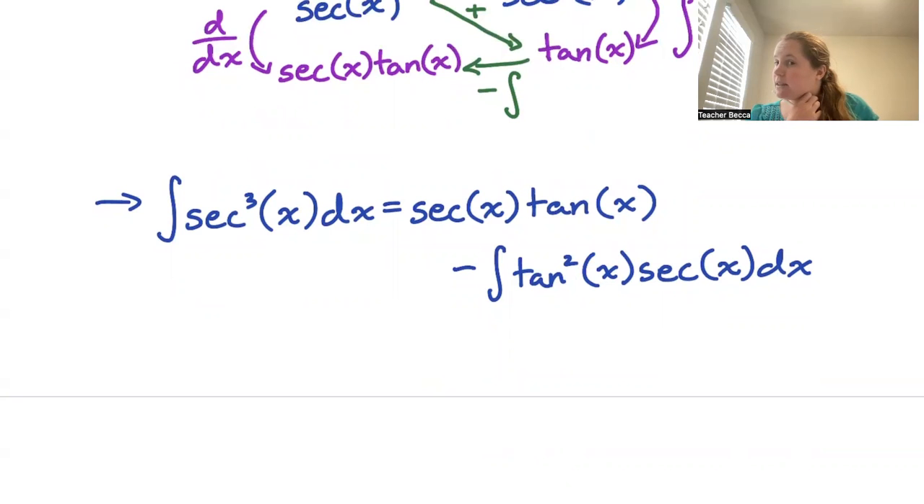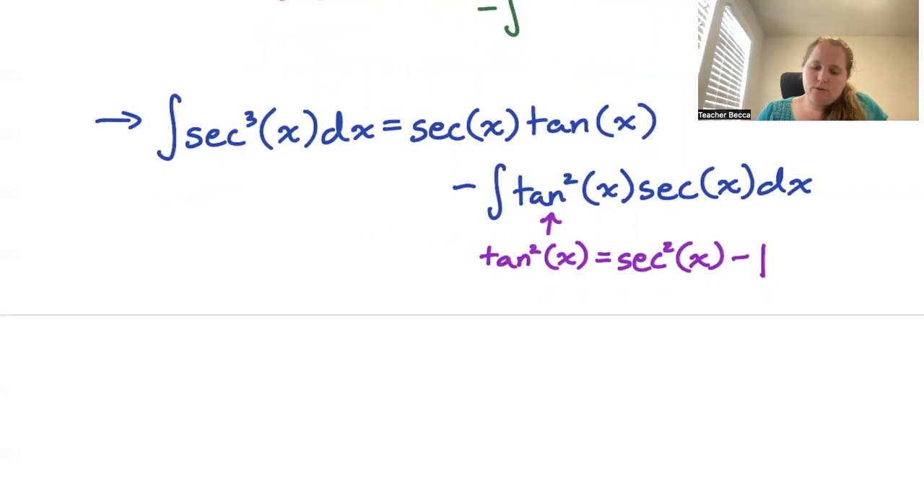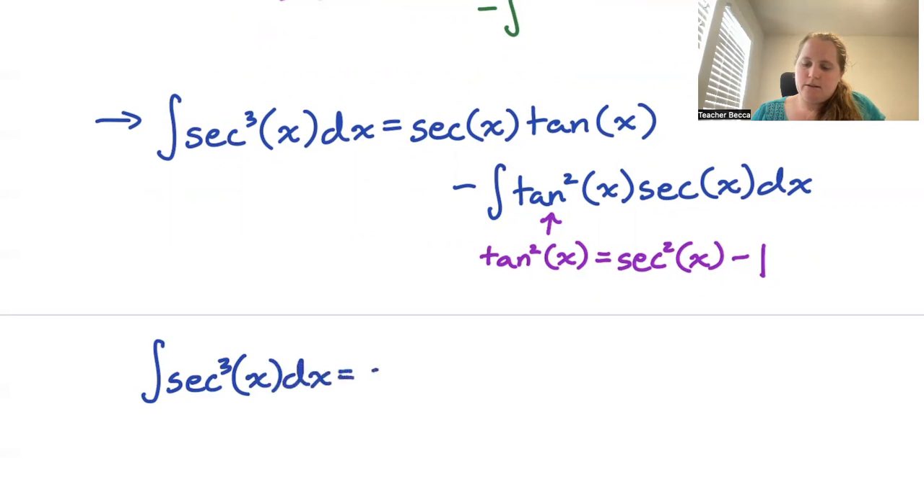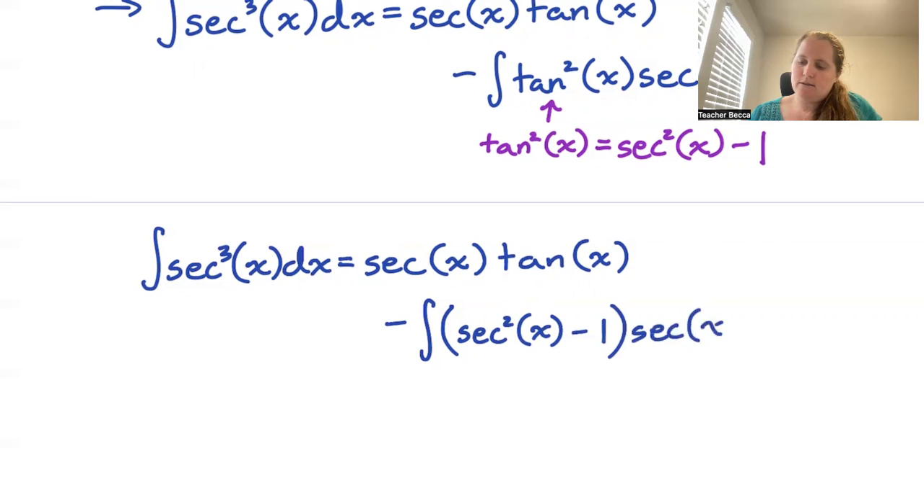We are going to rewrite that tangent squared as a secant squared minus 1. So tan squared of x is secant squared x minus 1. So we are now looking at the integral of secant cubed x dx is equal to secant of x times tangent of x minus the integral of secant squared of x minus 1 times secant of x dx.